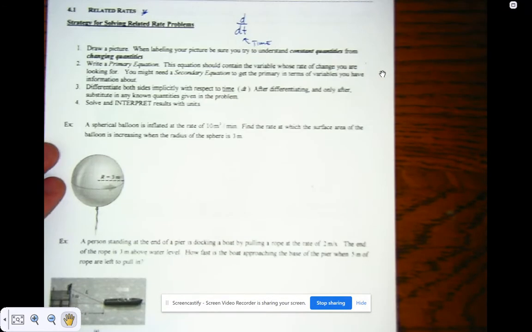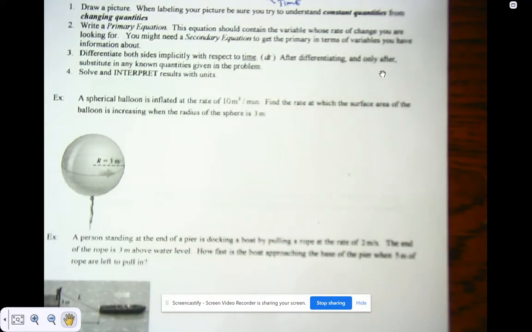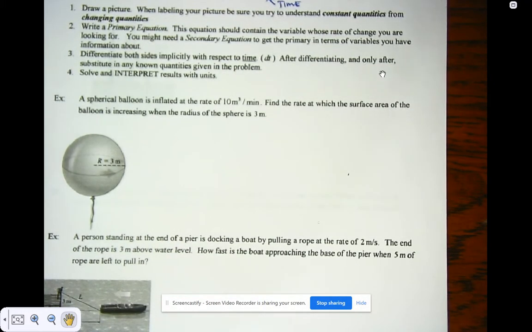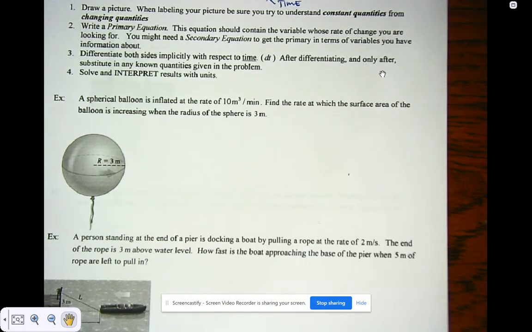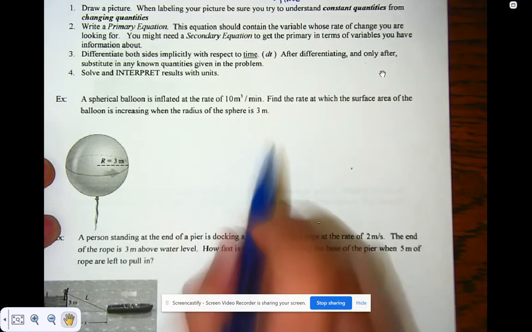All right, so let's look at this first example. You've got a spherical balloon. It's inflated at a rate of 10 cubic meters per minute. Okay, find the rate at which the surface area of the balloon is increasing when the radius of the sphere is 3. A lot of stuff to unpack there.